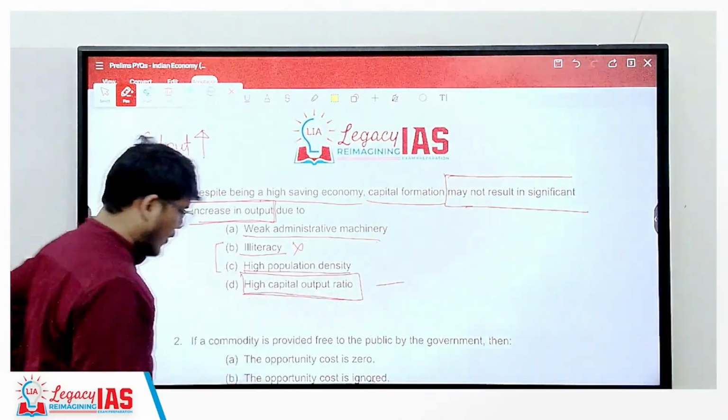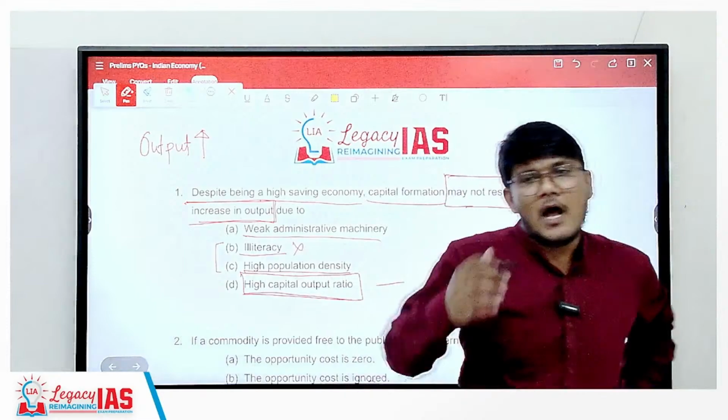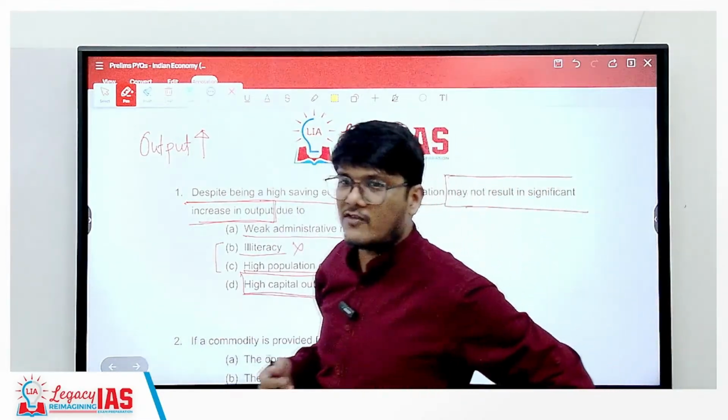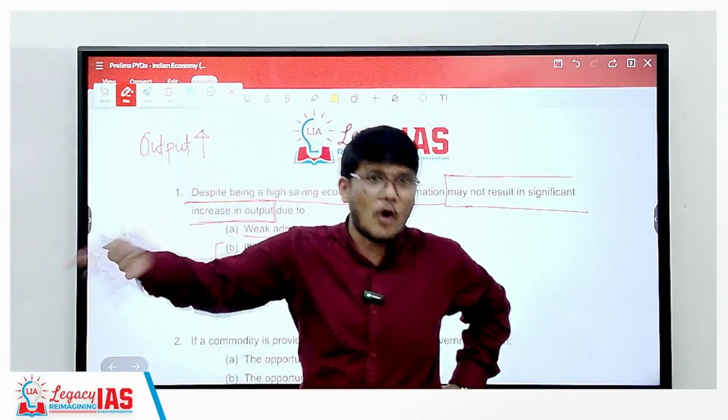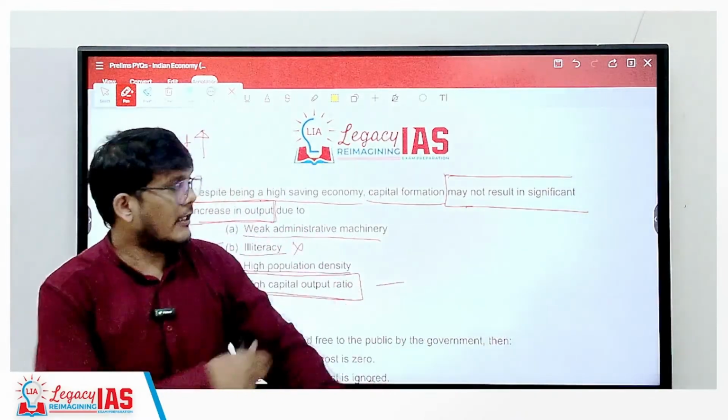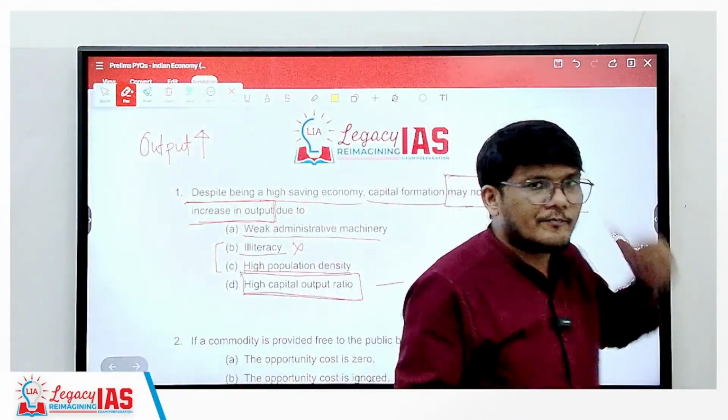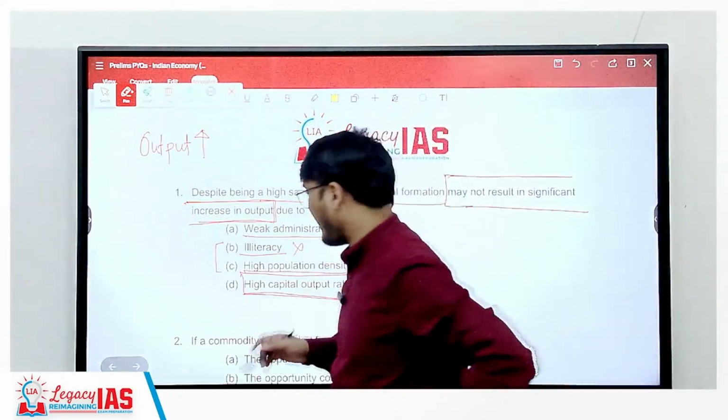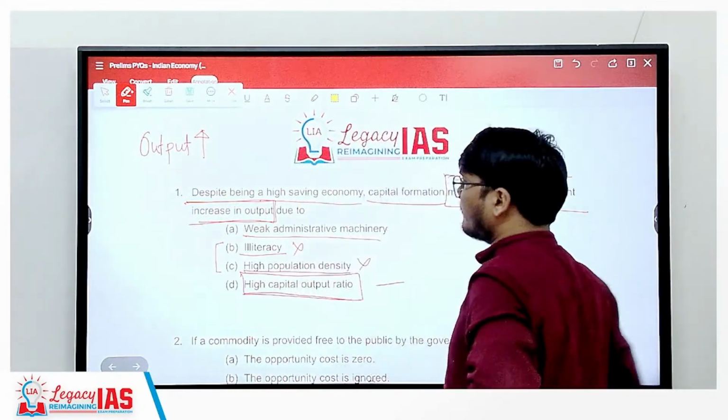If there is high population density, not a problem. A country having a higher population density can still have a higher output ratio, if, let's say, the population is skilled, or for any XYZ reason, right? So this is also not correct.